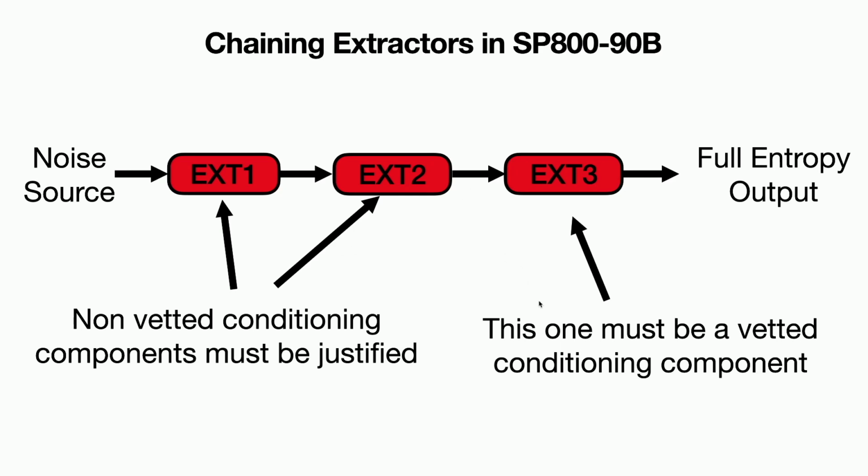But the most important requirement here is the last one in the chain. This last one here has to be a vetted conditioning component. These two can be anything you like, provided you can justify them. If you're not going to use a vetted conditioning component, you have to justify the algorithms you put here by putting some kind of mathematical argument together that shows why that is a good thing to do to the data to make it better, and how it will always make it better and not make it worse. If you could, all these 3 could be vetted conditioning components, but why, right? If you're using vetted conditioning components, just use one. That's sufficient.